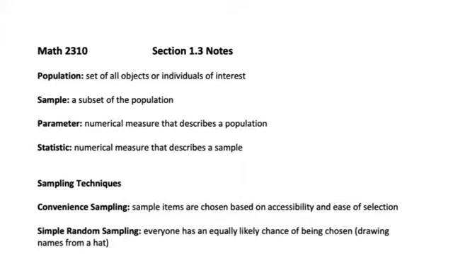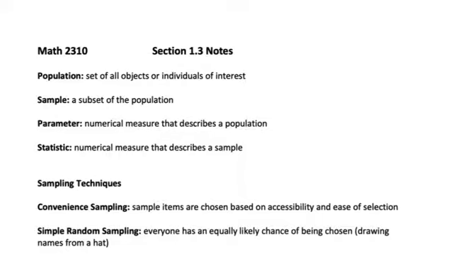In this video for section 1.3, we're going to start with some definitions. The first definition is population. The population is the set of all objects or individuals of interest. So the population of a survey could be all of the adults in the United States.